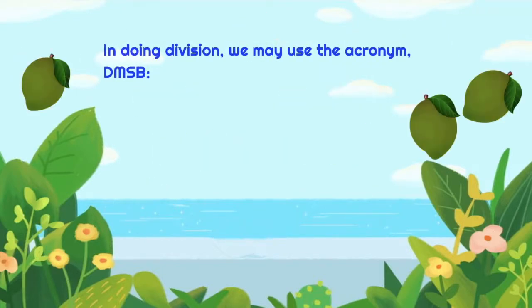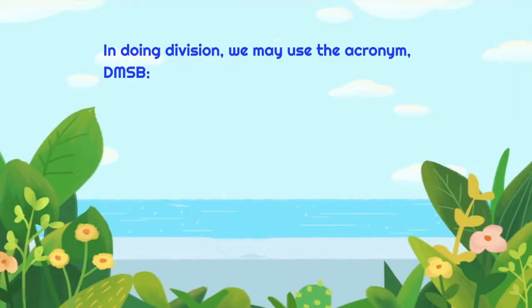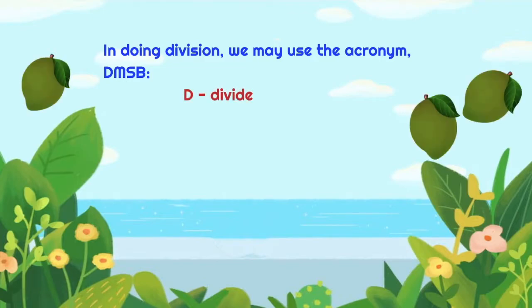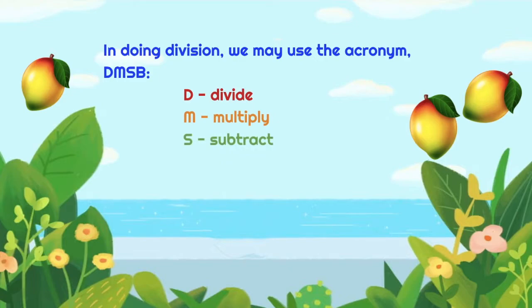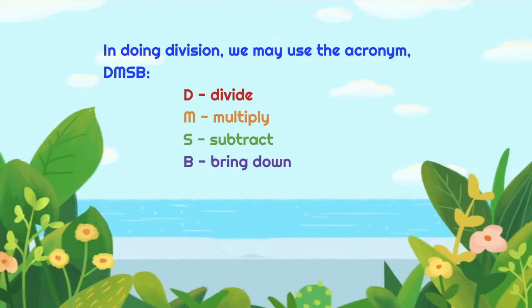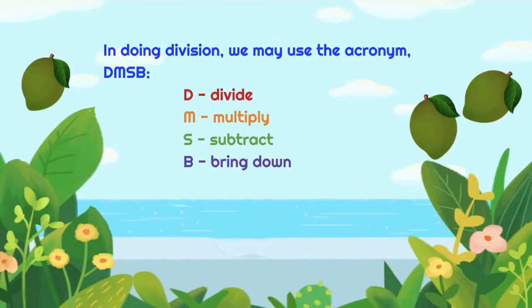In dividing large numbers, we can use the long division method. In doing so, we need to follow 4 simple steps, or the acronym DMSB. D is for divide, M is for multiply, S is for subtract, and B is for bring down. This is the main reason why we should know how to do the first three basic mathematical operations before continuing to division.